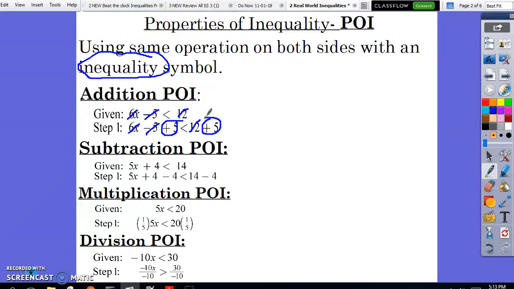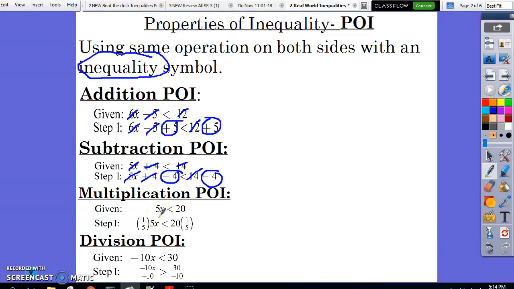The next one is subtraction property of inequality. We are given 5x, and 5x is on the next line. Add 4, add 4. 14, 14. And now I'm going to circle what is remaining. I see subtract 4 and subtract 4. So I have just completed the subtraction property of inequality.